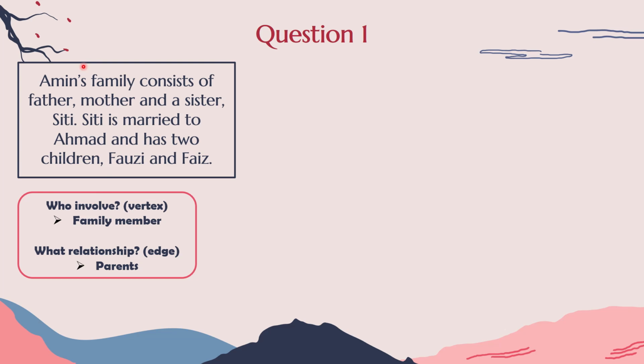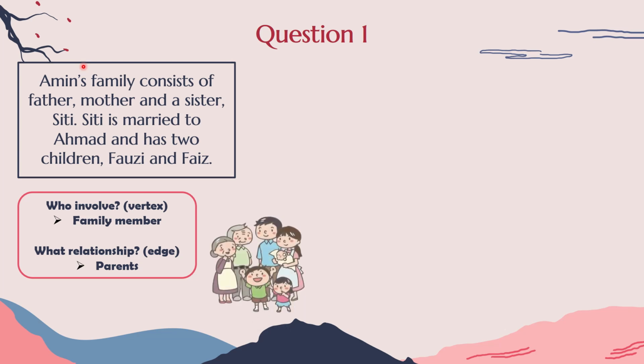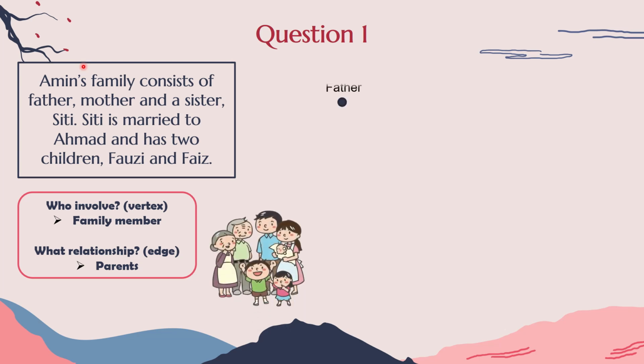Okay, how to represent by using vertex is by small dots, black dots. Like this. This is the picture of the family. These dots will represent the father. This vertex, and then the mother, Amin himself. Next, his sister, which is Siti. Then Siti is married to Ahmad.